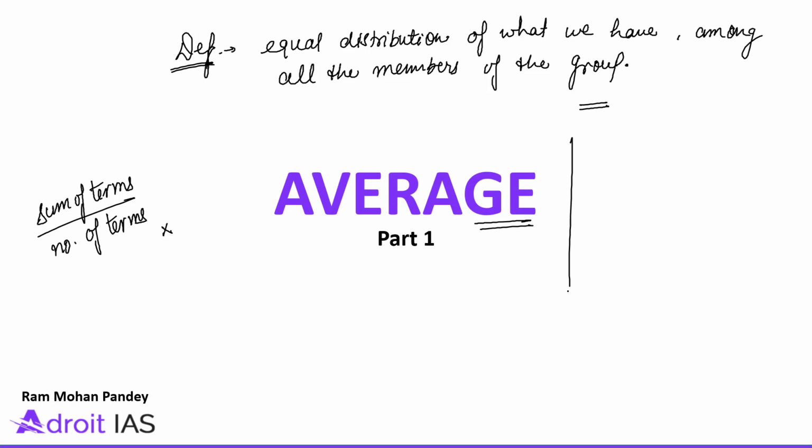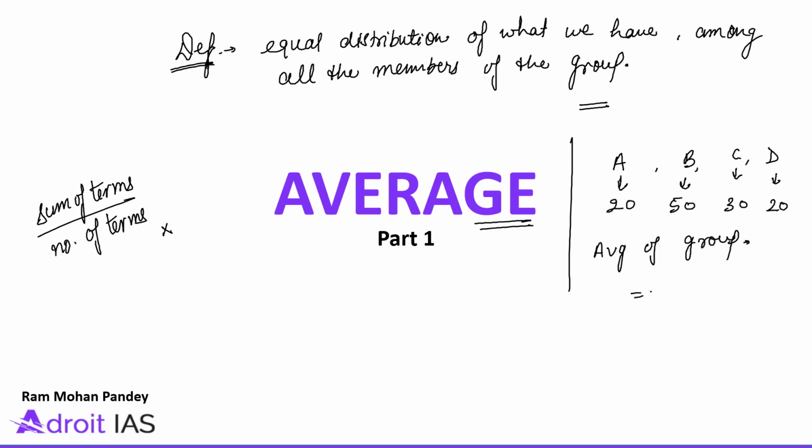Let's say there are 4 persons, A, B, C, D. A has 20 rupees, B has 50 rupees, C has 30 rupees, and D has 20 rupees. So what will be the average of the group? We first add all of them, then divide by the number of persons: 20 plus 50 plus 30 plus 20, divided by 4, because there are 4 persons.